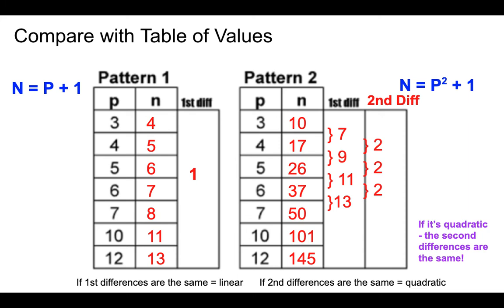So we looked at what the equations look like between linear and quadratic. Remember, linear just has a letter by itself, and quadratic has a squared on the letter. We've looked at table of values. The first differences are the same for linear. Second differences are the same for quadratic.